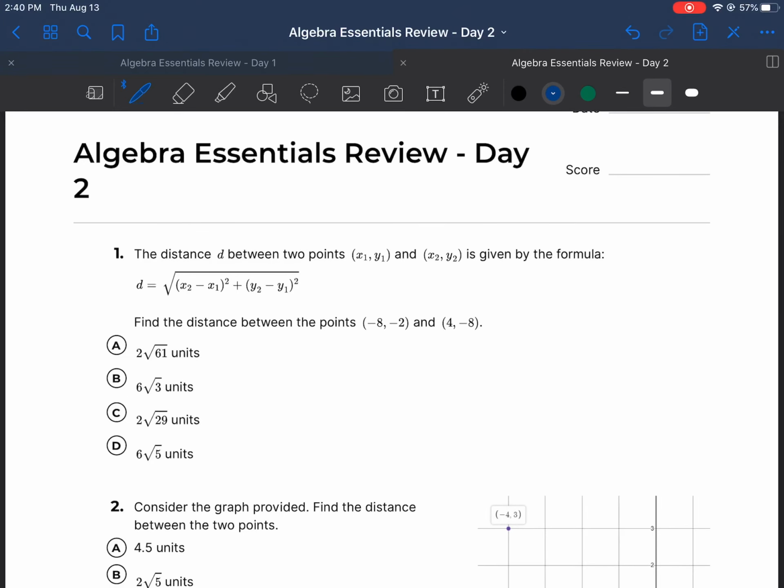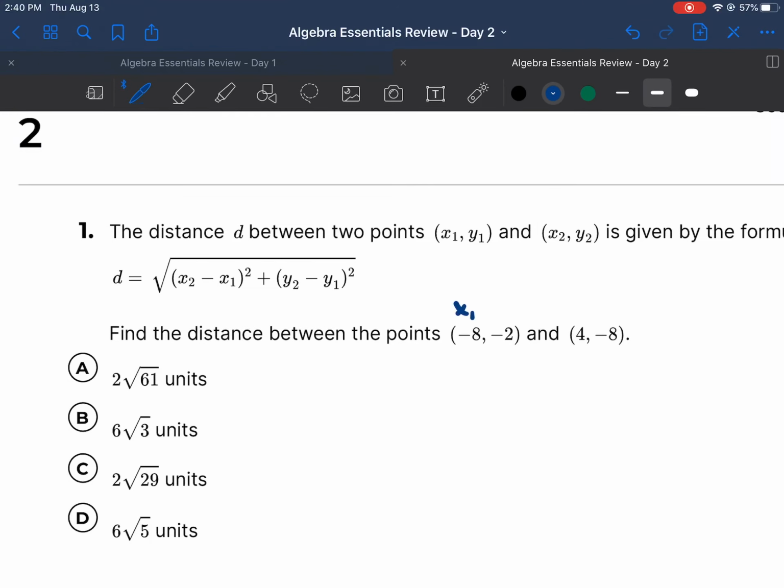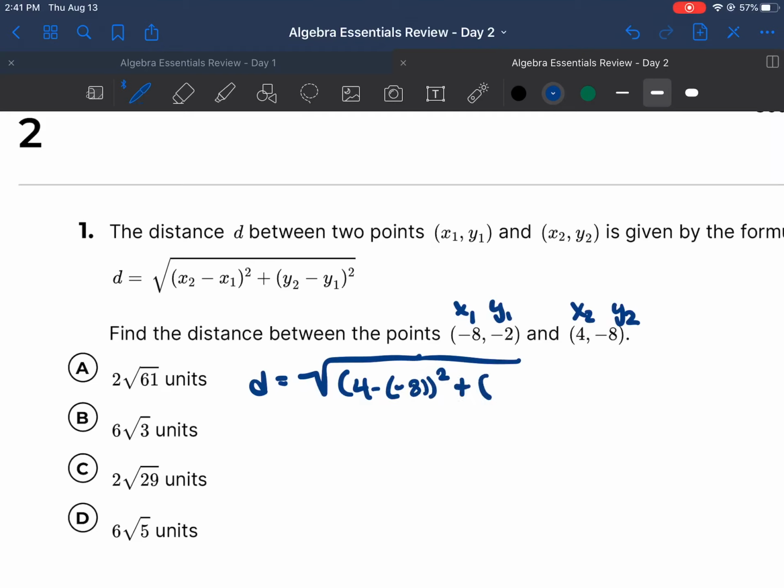In number 1, we are asked to find the distance between 2 points, (-8, -2) and (4, -8), using the distance formula. The way that I'm going to begin this problem is by assigning the 2 points x1, y1, and x2, y2. That way we can plug them into our formula. So here, d is equal to the square root, and plugging in our points, we're going to get (4 minus -8) squared plus (-8 minus -2) squared.